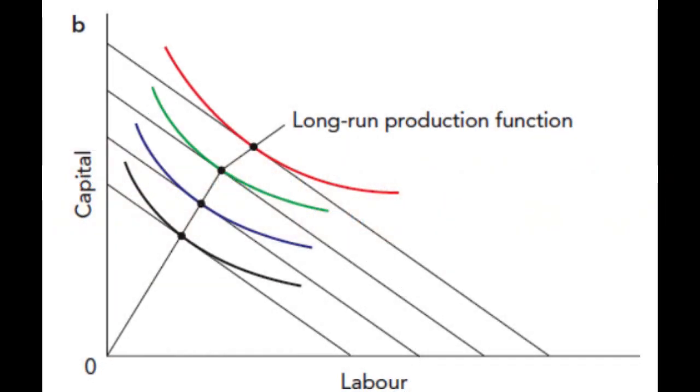As can be seen in the graph, in the long run, the isocosts will shift to the right as more capital and labor can be employed. Joining the tangential points will give the long run production function.